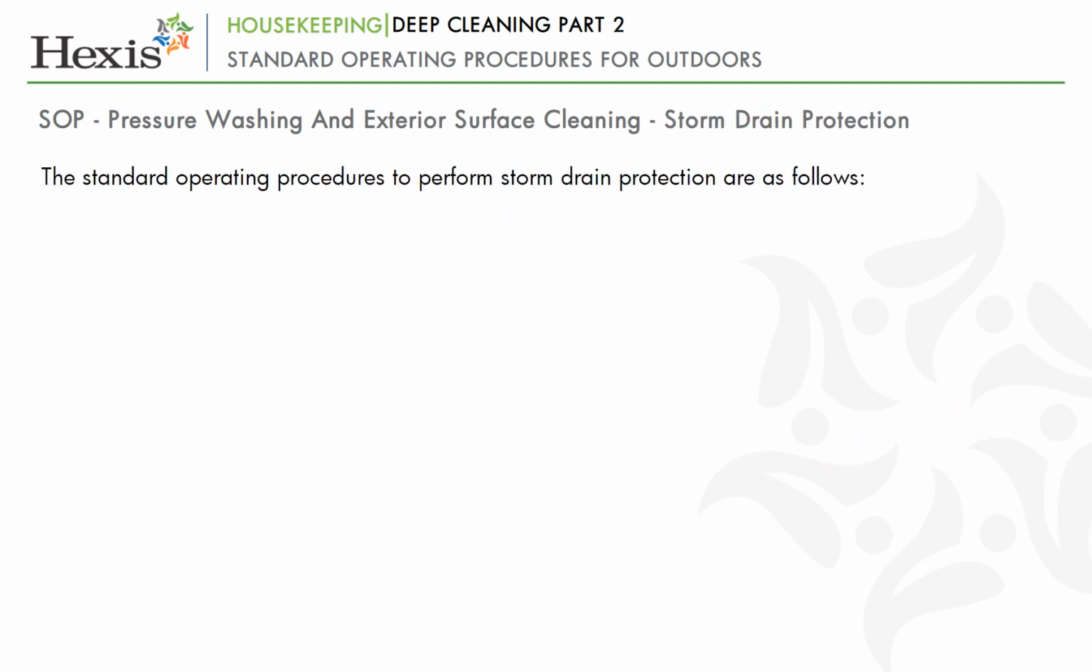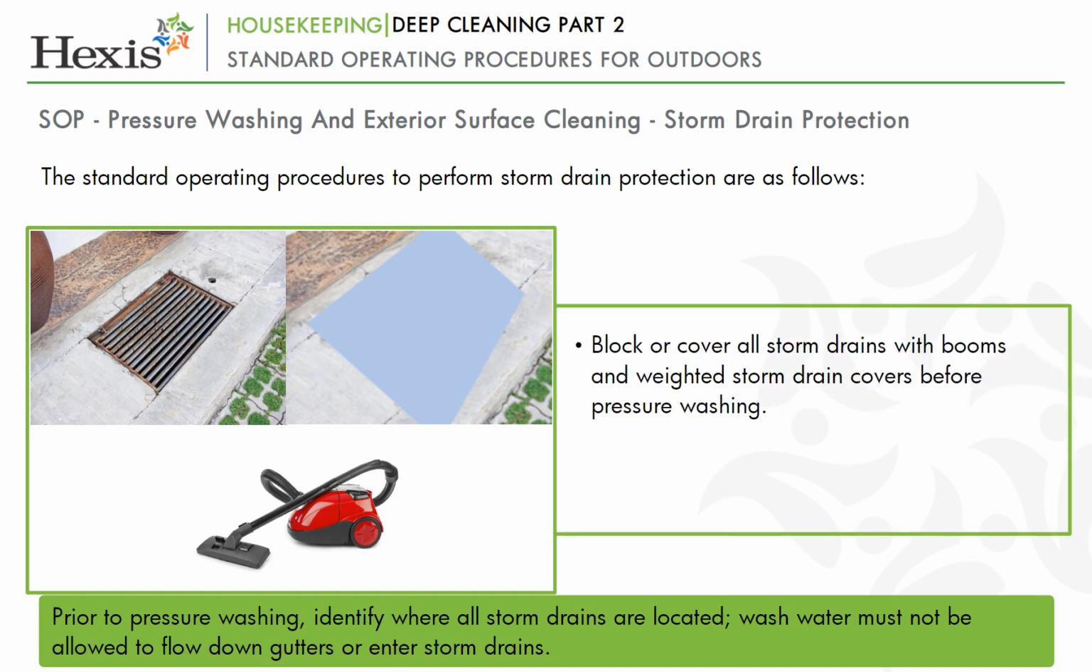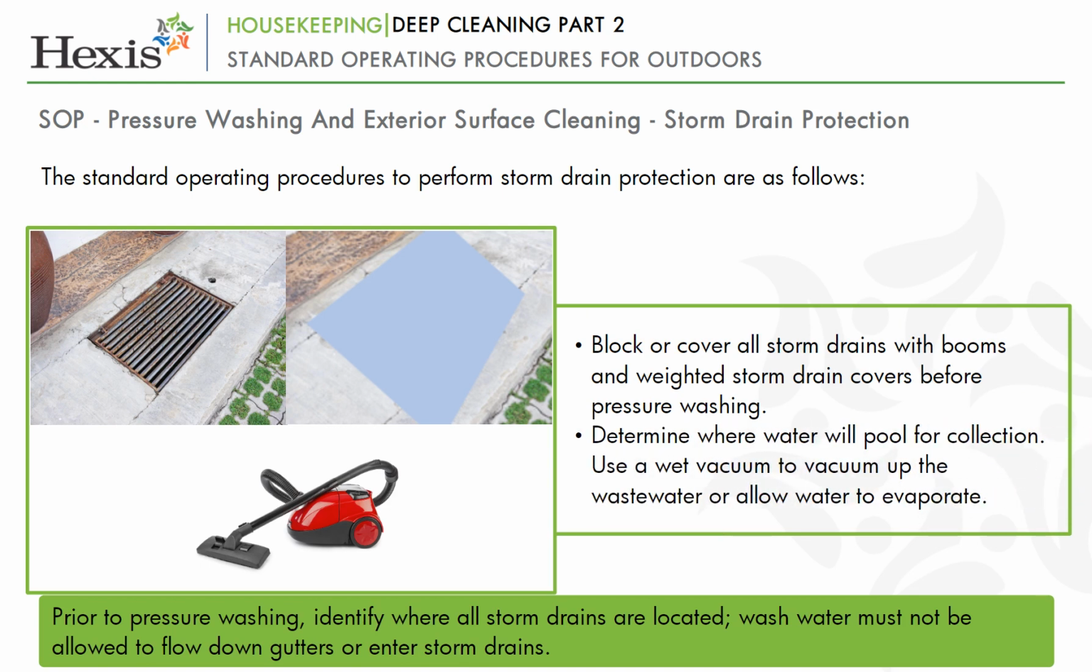The standard operating procedures to perform storm drain protection are as follows. Prior to pressure washing, identify where all storm drains are located. Wash water must not be allowed to flow down gutters or enter storm drains. Block or cover all storm drains with booms and weighted storm drain covers before pressure washing. Determine where water will pool for collection. Use a wet vacuum to vacuum up the wastewater or allow water to evaporate.